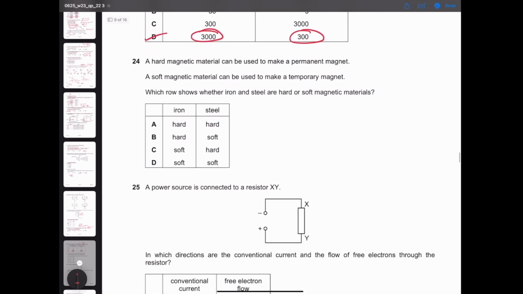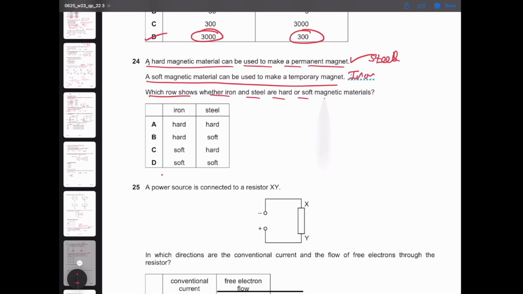A hard magnetic material can be used to make a permanent magnet, correct? Which is steel. Steel is used for permanent magnets, right? A soft magnetic material can be used to make a temporary magnet, right? That is iron. Which row shows whether iron and steel are hard or soft magnetic materials? Iron is soft, steel is hard. Answer should be C.